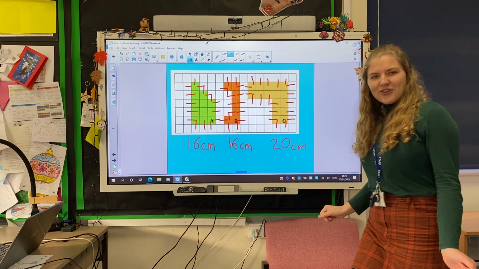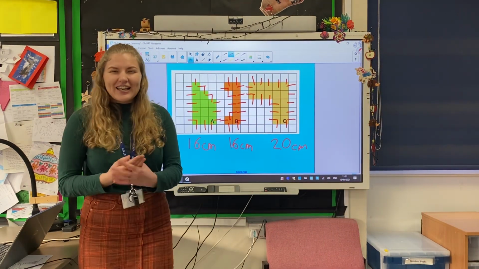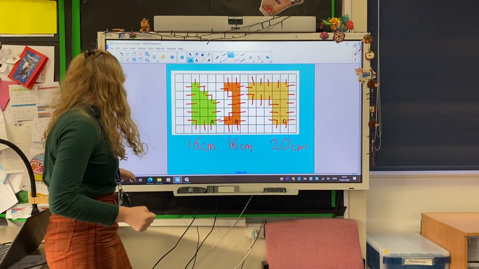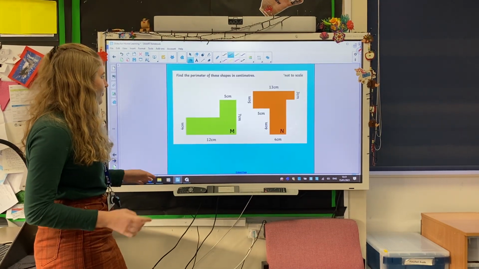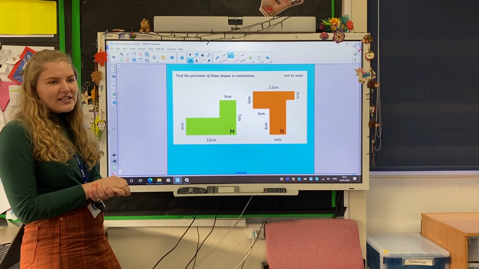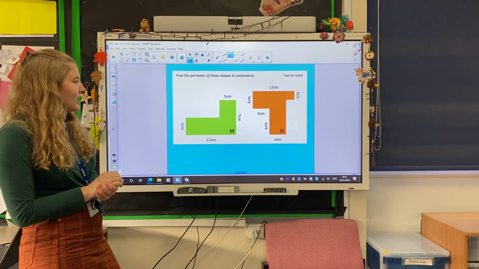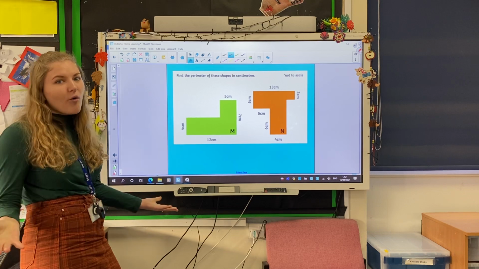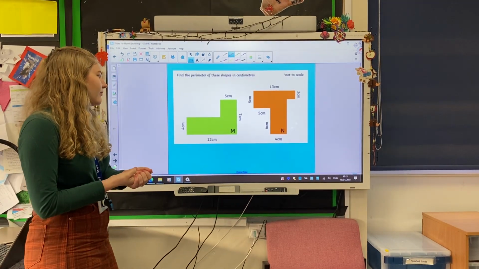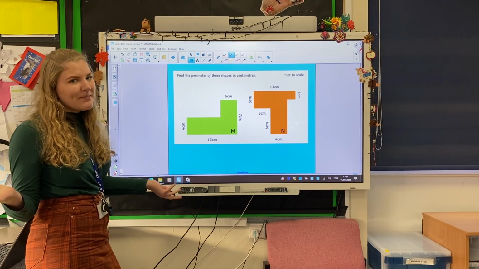Okay, so fingers crossed you've all got that. There's a really good section on your sheet to have a go at finding the perimeter. Now these ones are a little bit trickier. This is finding the perimeter by using measurements that are already there. Not all of you are going to be doing these. So basically we need to find the missing measurements.